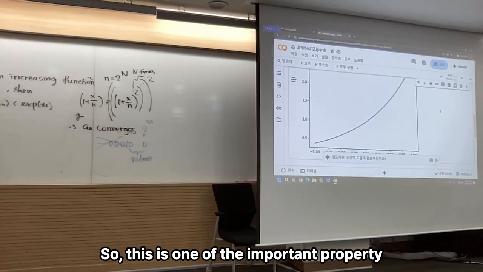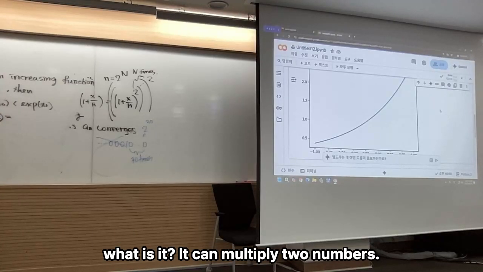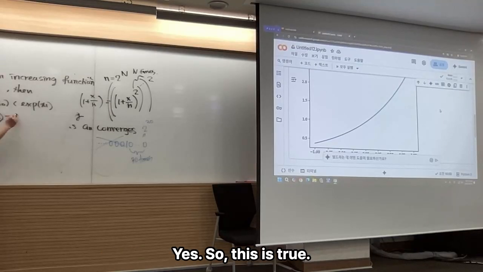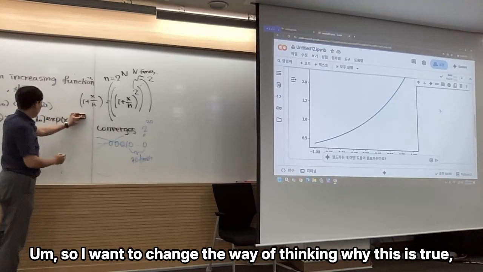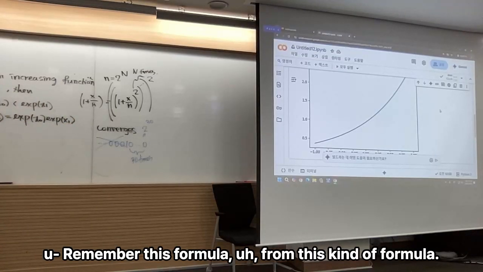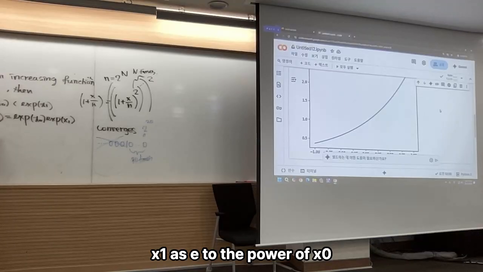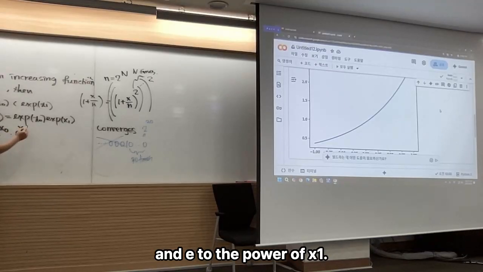So this is one of the important properties: whenever you have the exponential of the sum of two real numbers, what is it? It becomes the product of two numbers. Yes. So this is true. I want to change the way of thinking about why this is true. In certain cases, you remember this formula: exp of x0 plus x1 is e to the power of x0 times e to the power of x1.